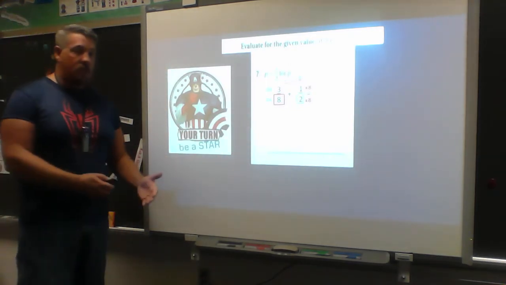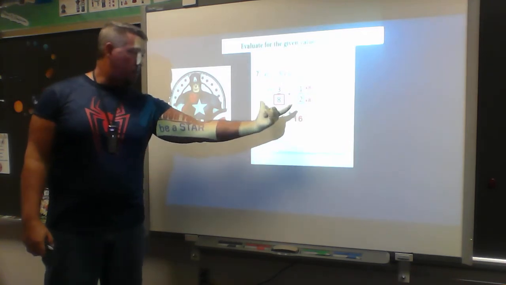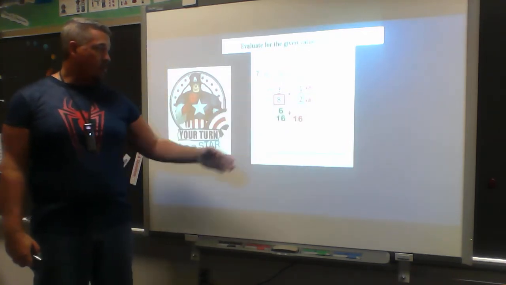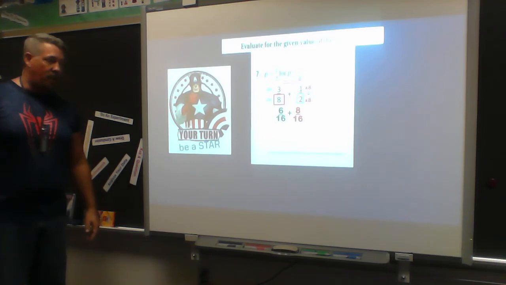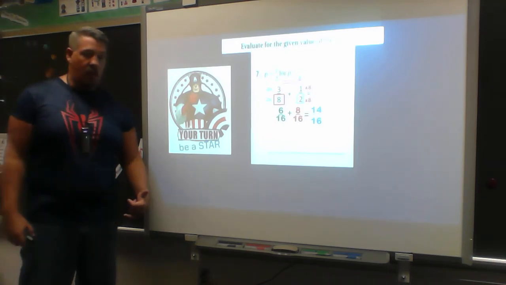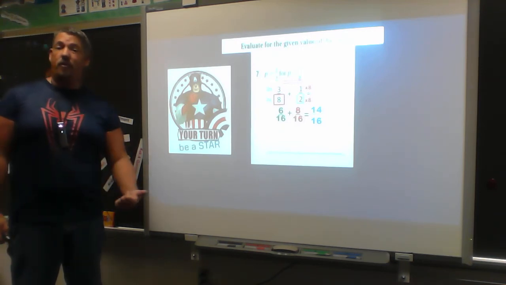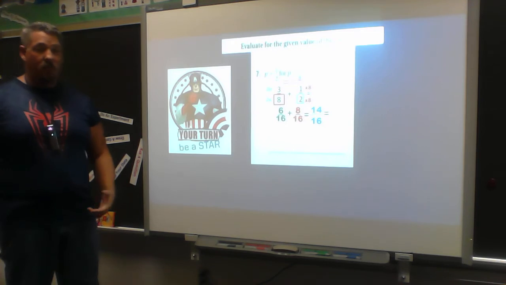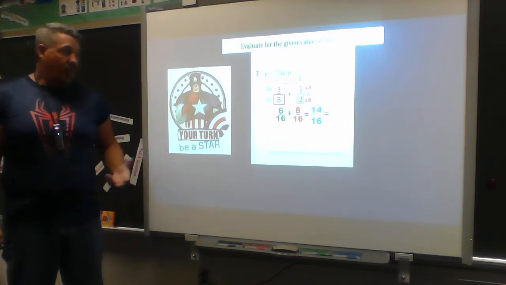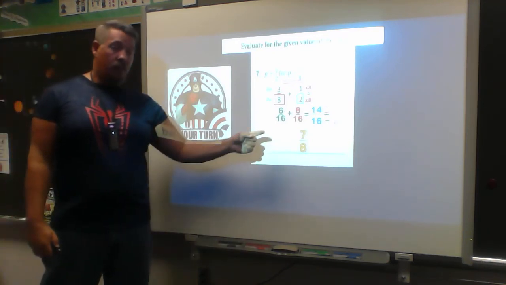So my new fractions I end up with is denominators of 16, by multiplying by opposites. 2 times 3 is 6, and 1 times 8 is 8. Keeping my denominator, I end up with 16 as my denominator. My numerators, 6 plus 8 is 14. And then I have to reduce. When I reduce, I'm reducing by 2s because they're both even, and that's as low as I'm going to be able to go. So hopefully you got an answer of 7/8.